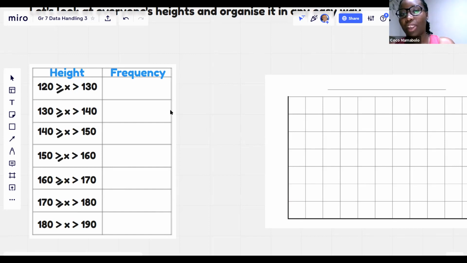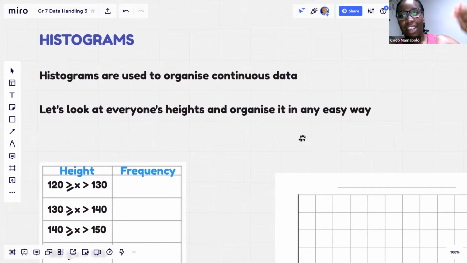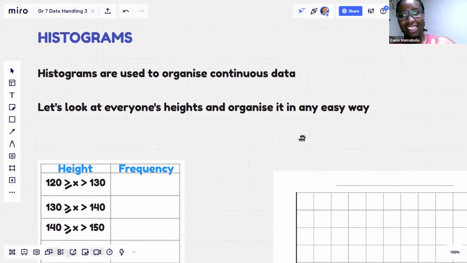Ma'am, is it histogram or Instagram? Oh, histo, not Instagram, guys. Histogram. I'm going to move up a little bit. That's how we spell it: histogram, not Instagram, not the photo social media platform. Histogram.